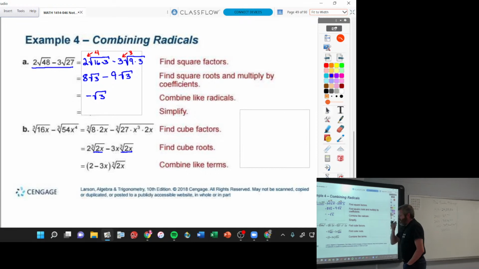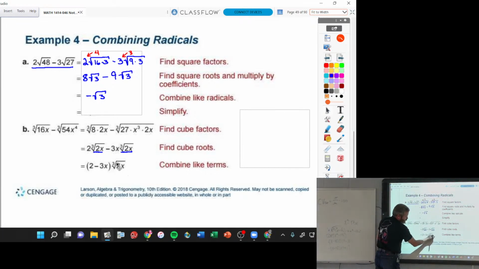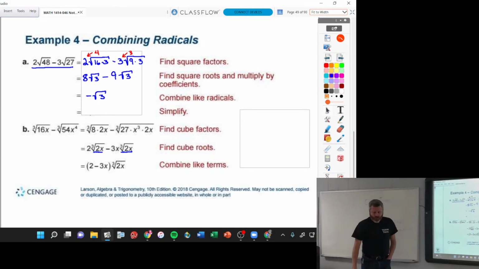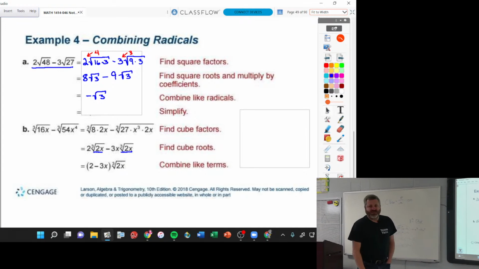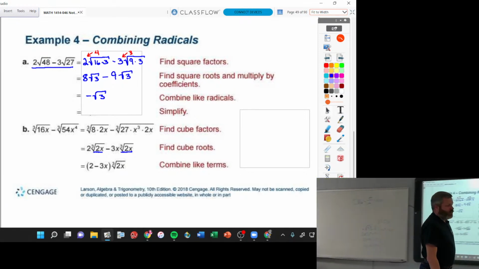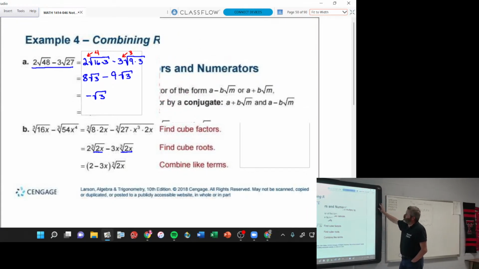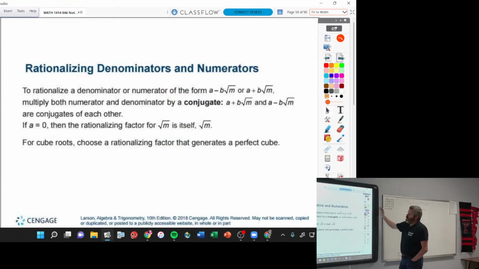What if I was to factor the cube root of 2x out? By factoring out the cube root of 2x, I'm left with 2 minus 3x. And when you're doing your homework online, that's what they're going to want to see as well. So make sure you factor out that perfect cube, perfect square, perfect fourth, or whatever it is, and there's your 2 minus 3x.